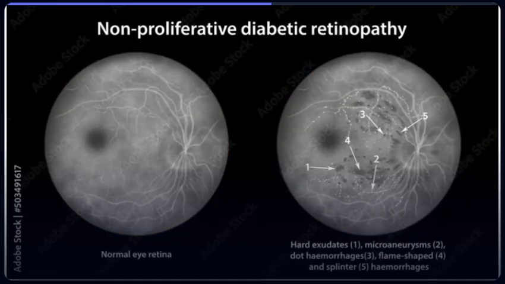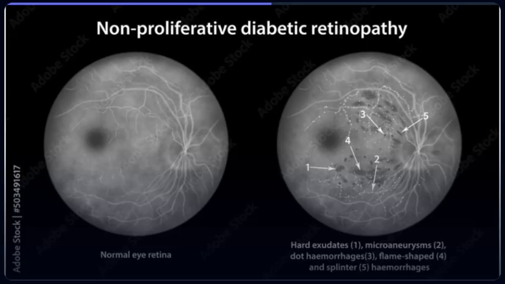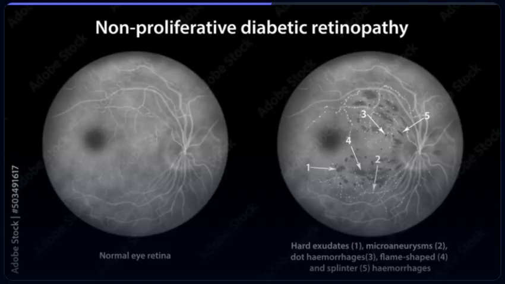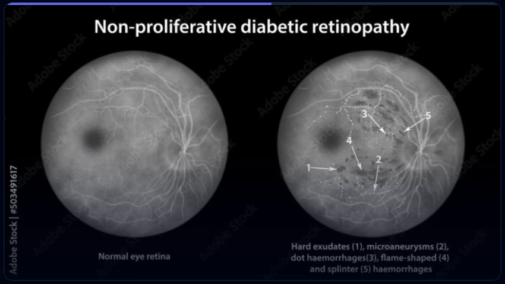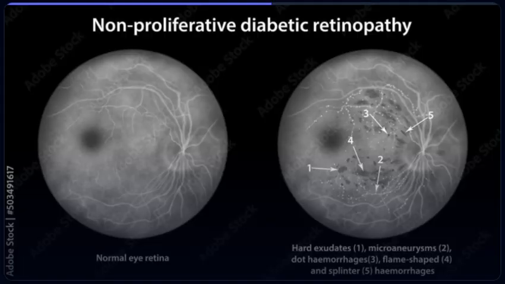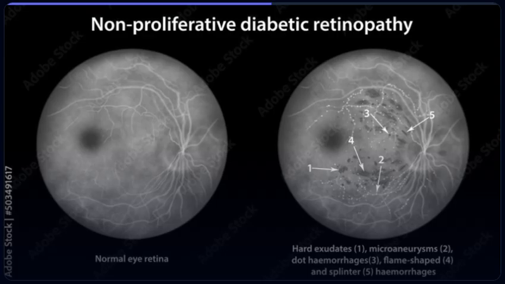Contrast the pristine, uniform perfusion of the control retina on the left with the profound architectural collapse seen in the non-proliferative diabetic state on the right. Chronic glucose-induced weakening of the capillary basement membrane manifests first as focal outpouchings or microaneurysms at point 2, which eventually rupture to create the varying morphologies of hemorrhages at markers 3, 4, and 5.